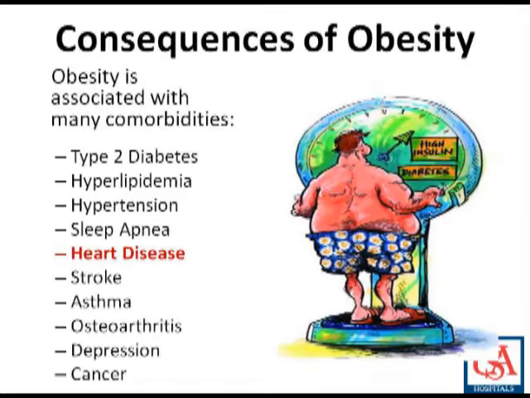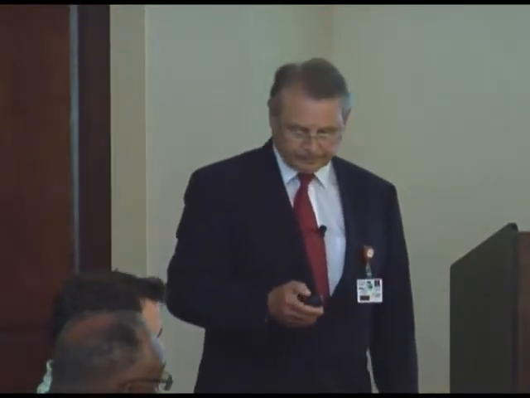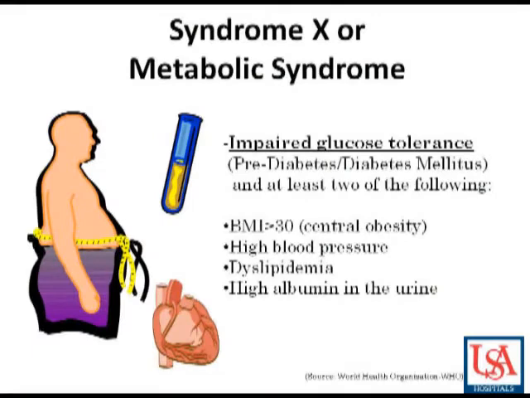Obesity is known to be associated with increased risk for cancer. What are the cancers that we're particularly concerned about? Colon cancer, ovarian cancer, breast cancer are probably the big three. And many other cancers are known to be associated with obesity and increased risk.